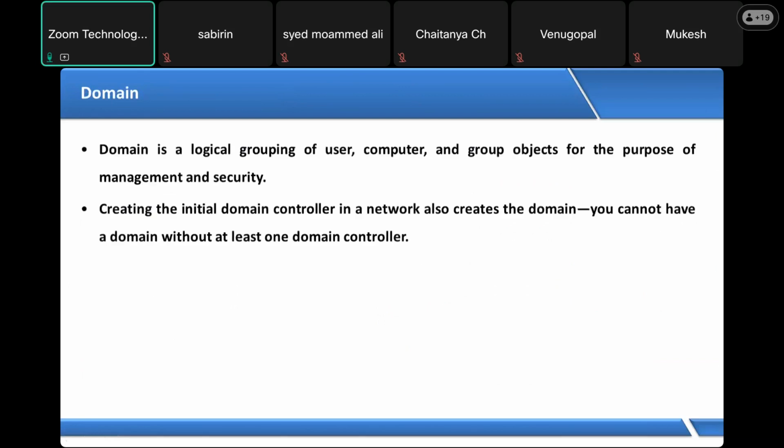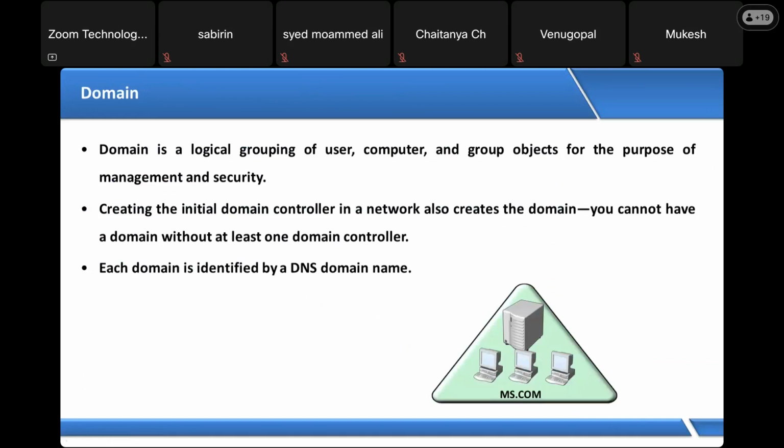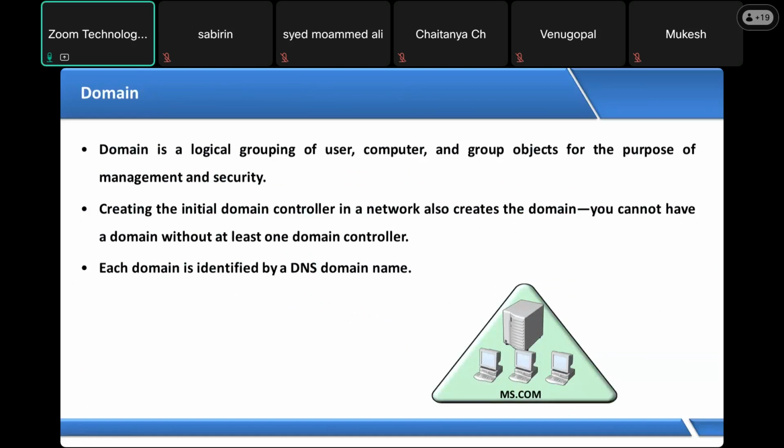Domain means what? First we discussed ADDS. Now we are discussing domain. So what do you mean by domain? Domain is a logical boundary. What is ADDS, in one word? It is a service through which we can make our network centralized. In the same way, what will you say about the domain? Domain is a logical boundary.